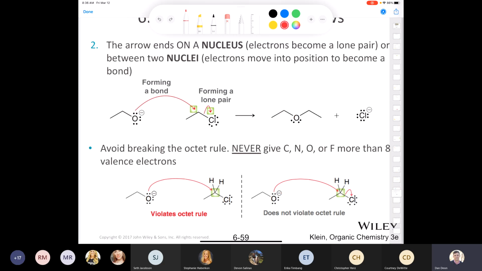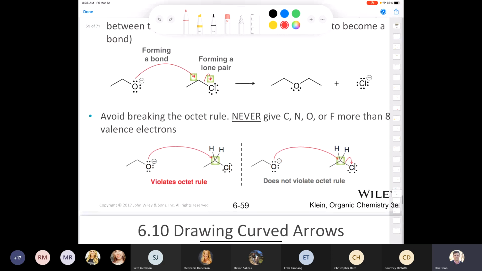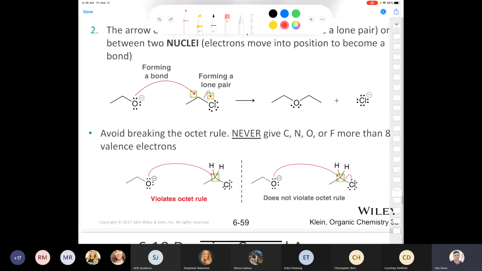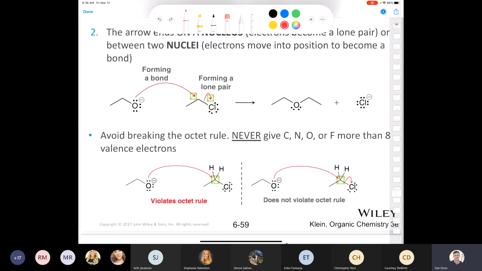And then you see that the second curved arrow ends up on the nucleus, on the carbon, so that we end up with a chloride. More importantly, I would say never break the octet rule, right? You guys remember the octet rule from general chemistry? If you think about it, there's actually very few elements on the periodic table that strictly abide by the octet rule. Only a few, only a handful, okay?